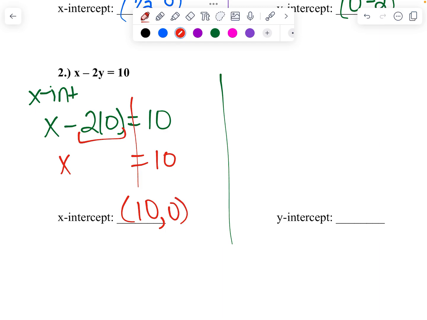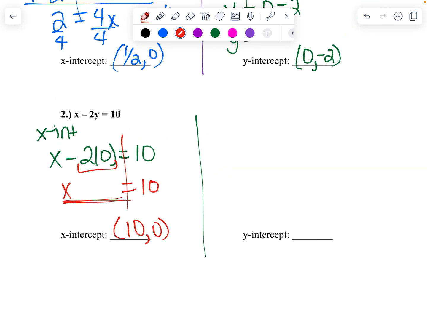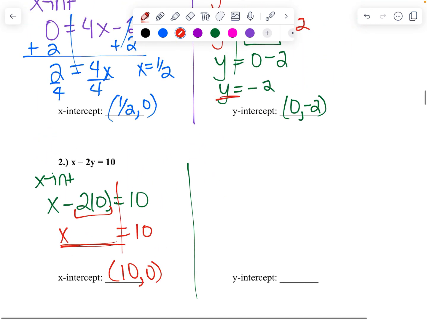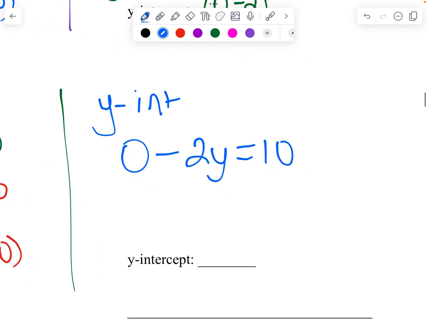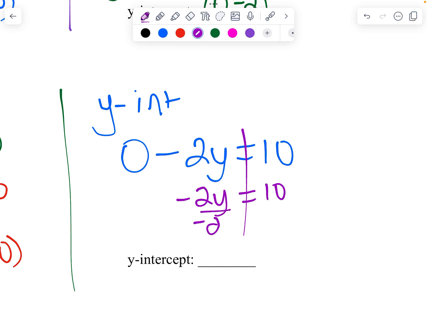Notice how for the x-intercept we have x left over. And then for the y-intercept, if we go back up here, y is left over. So for the y-intercept for number 2, I'm going to take my equation and replace my x with a 0. And I have 0 minus 2y equals 10. All right, 0 minus 2y is just -2y equals 10. Divide both sides by -2, and I end up with y equals -5. So our y-intercept will be 0, comma, -5.